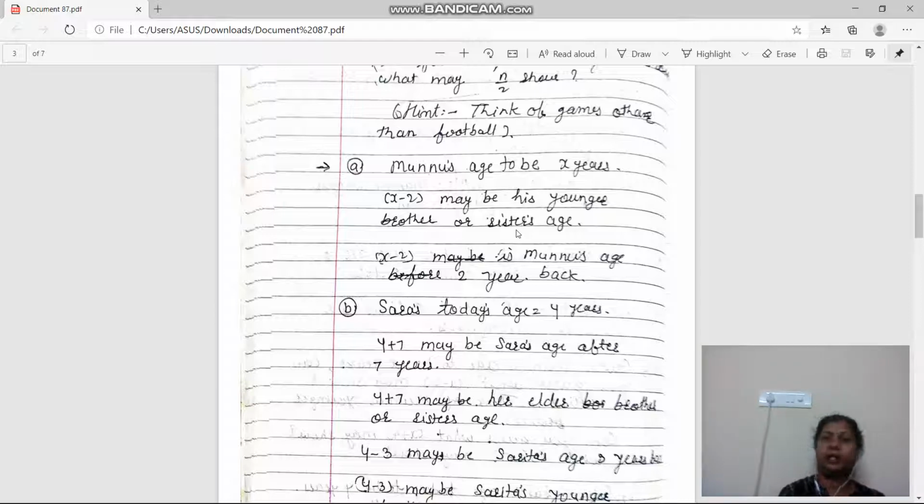Next option is x minus 2 is Munnu's age 2 years back. Is it right? Consider today's your age, and 2 years back what is your age? It is minus 2 from your today's age. So Munnu's age is x, so x minus 2 is Munnu's age of 2 years back. Right? Okay, now next.